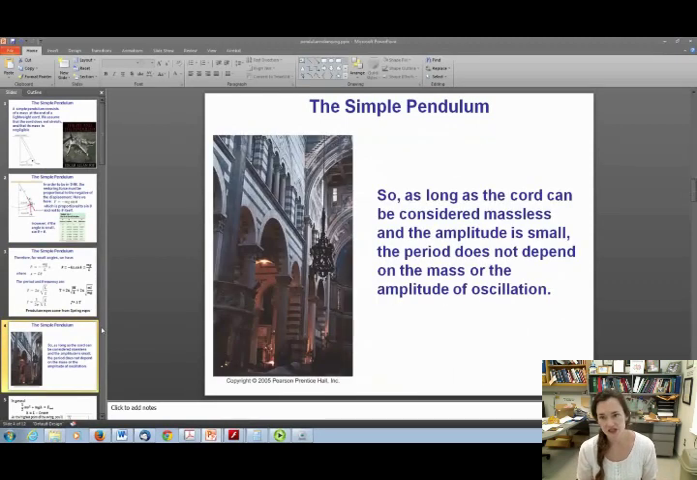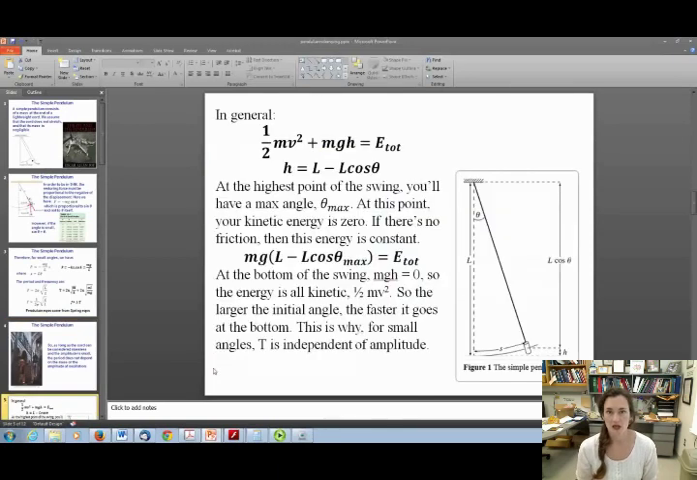So as long as you can consider the cord massless and the amplitude of the oscillation is small, 10 degrees or less, then the period isn't going to depend on the mass that you attach to the end of that string or on the amplitude of oscillation. Now that might seem strange to you, especially the part about the amplitude of oscillation. While that does break down at larger angles, and the period does start to depend on the amplitude if the angle gets large enough, the period doesn't depend on it as long as the angle is small enough. Let's think about why that might be.